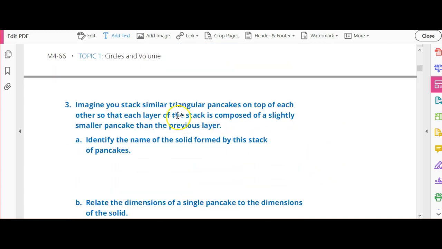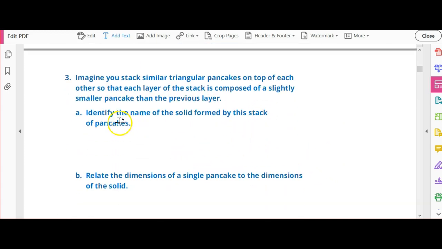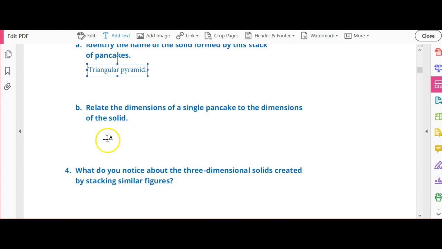Okay, imagine you stack similar triangular pancakes. So what would be the name of that? Doing the same exact thing. So this would be a triangular pyramid. Okay, dimensions would be the same. So in a triangle, the sides of the triangle, right, that would keep getting smaller if we go up, and then there is a height factor, right?